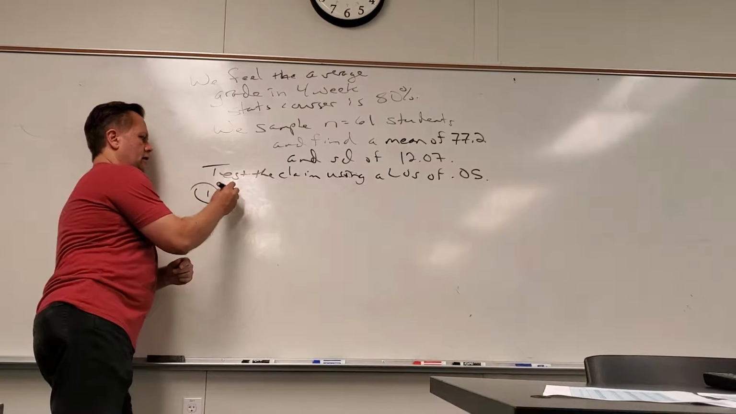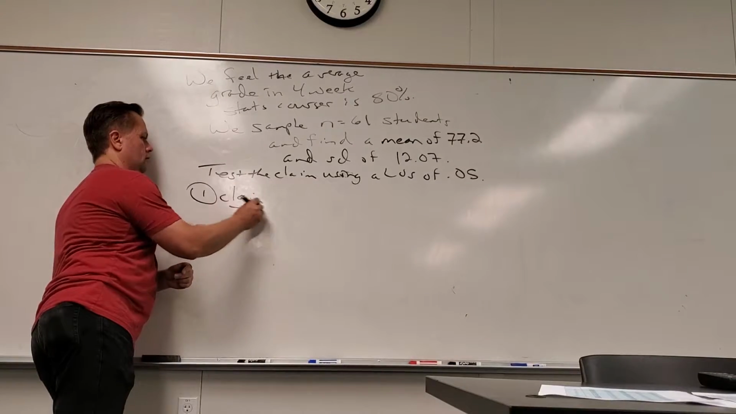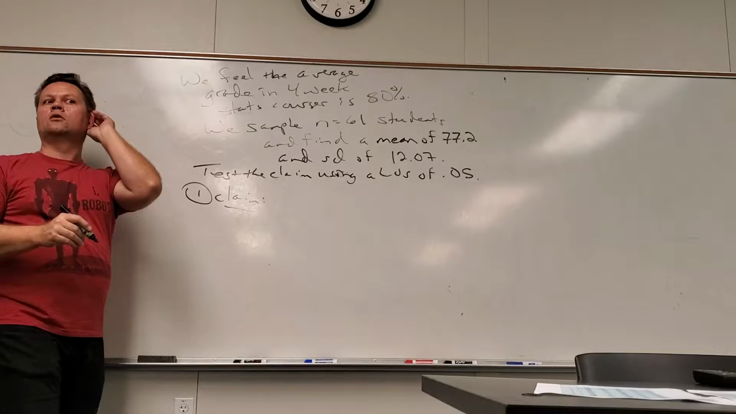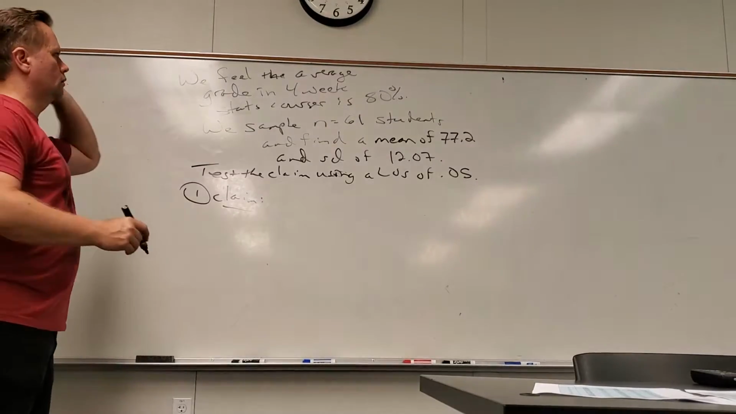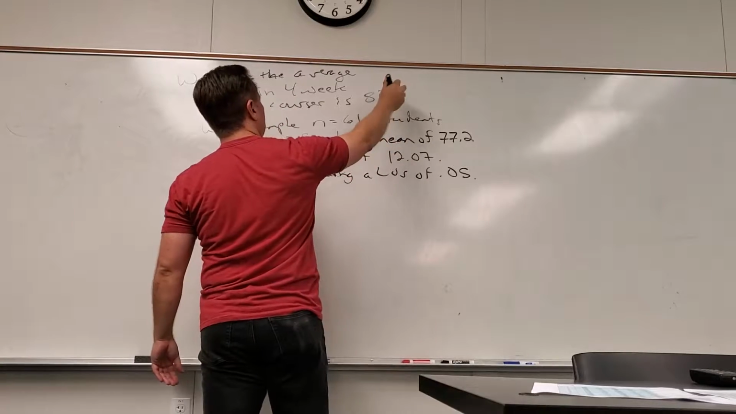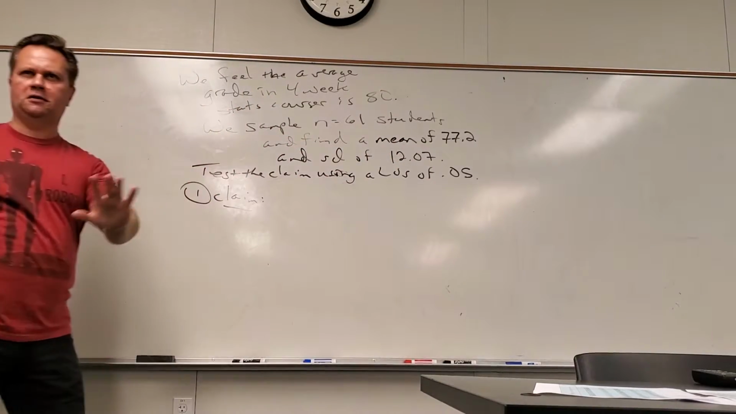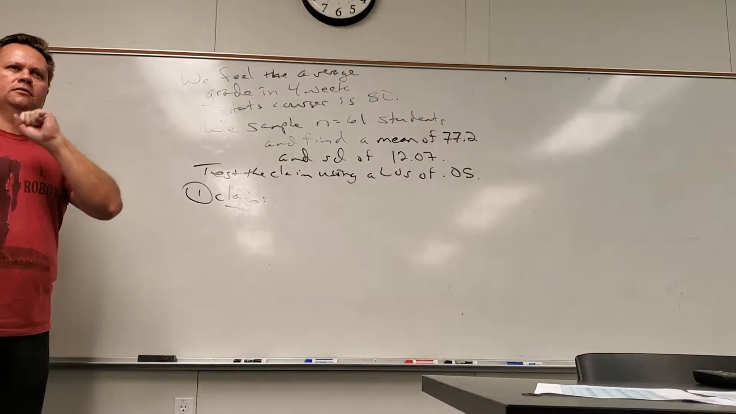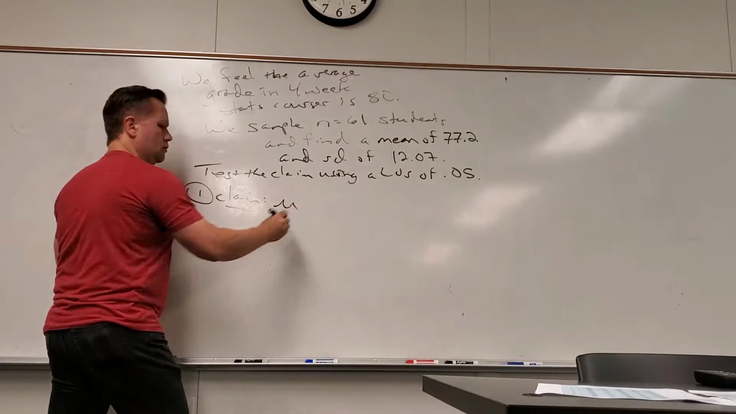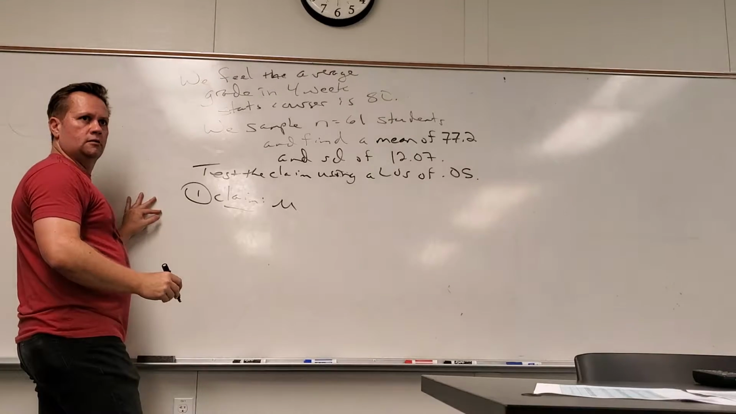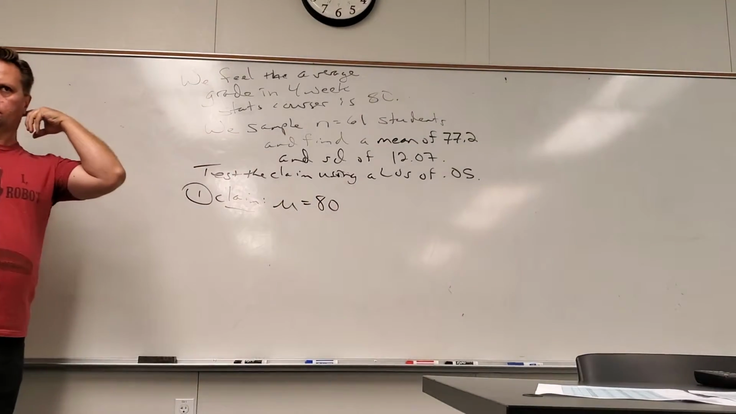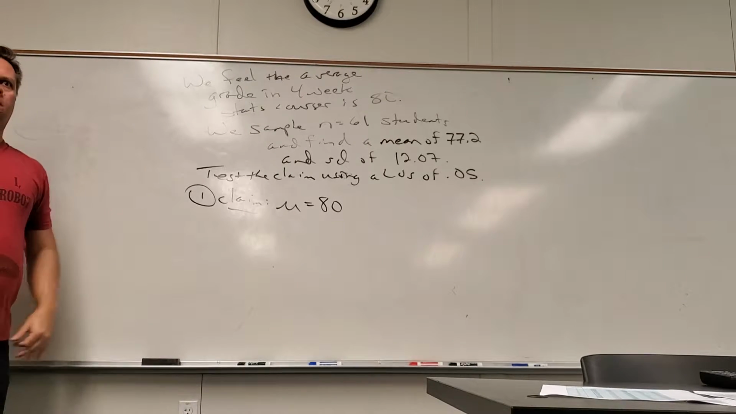What is the claim in mathish? Yeah, I shouldn't make it a percentage. I'm sorry. It's a mean, so 80. You with me? We're not doing a percentage problem yet. That's my bad. It's just the mean of 80. So yeah, the claim is mu equals 80. You guys with me?